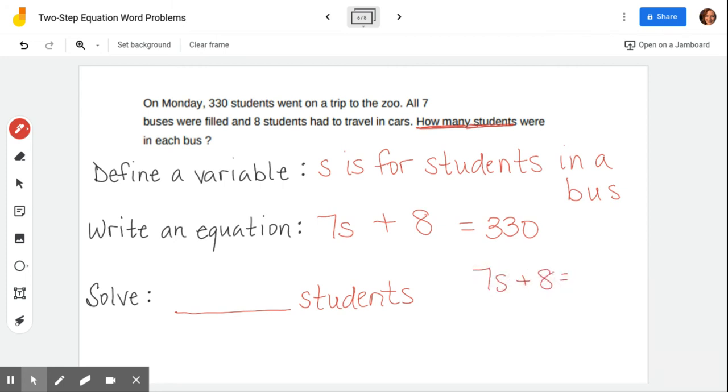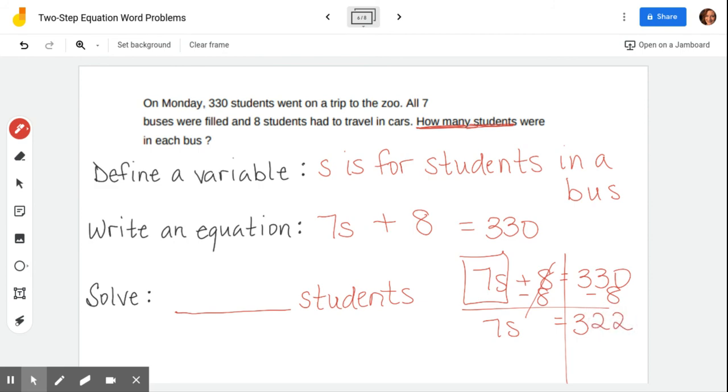7S plus 8 equals 330. I'm going to split it. I'm going to box it. The opposite of adding 8 is subtracting 8. That gives me 7S equals 330 minus 8 would be 322.